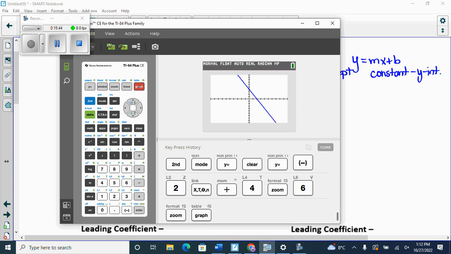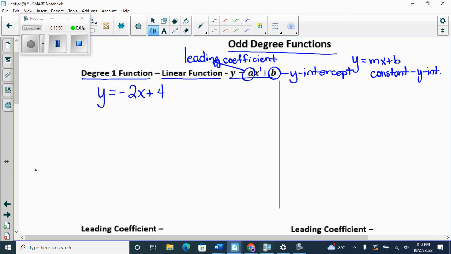Okay? Now, on your calculator, also mind-blowing, some people don't know this. Every year I find out. I think they just forget. But if you press second graph, it will give you the table of values, or it'll just go away.